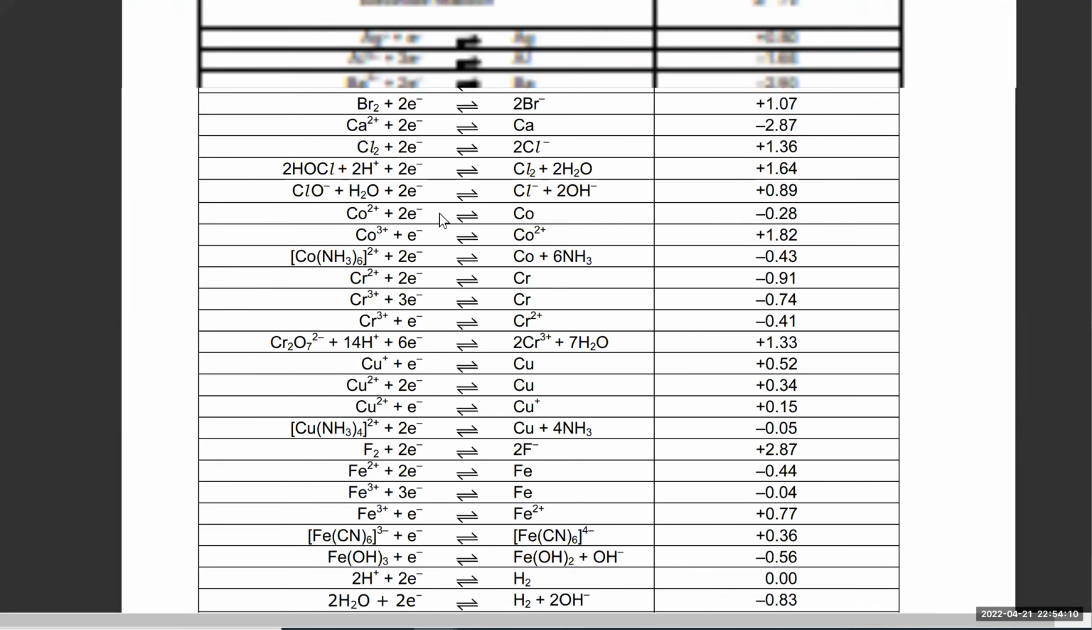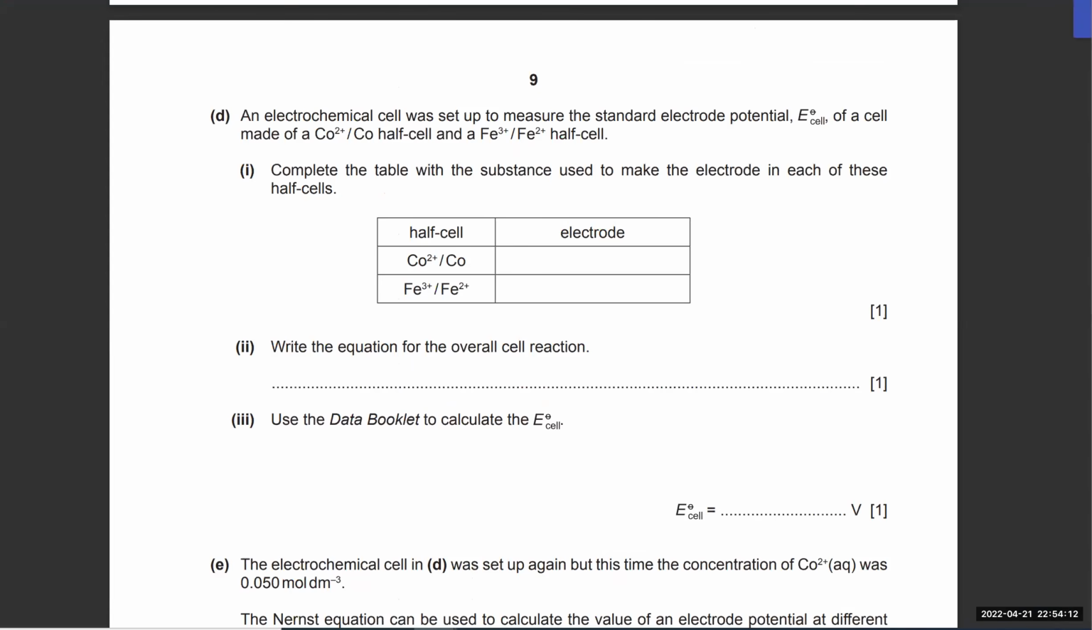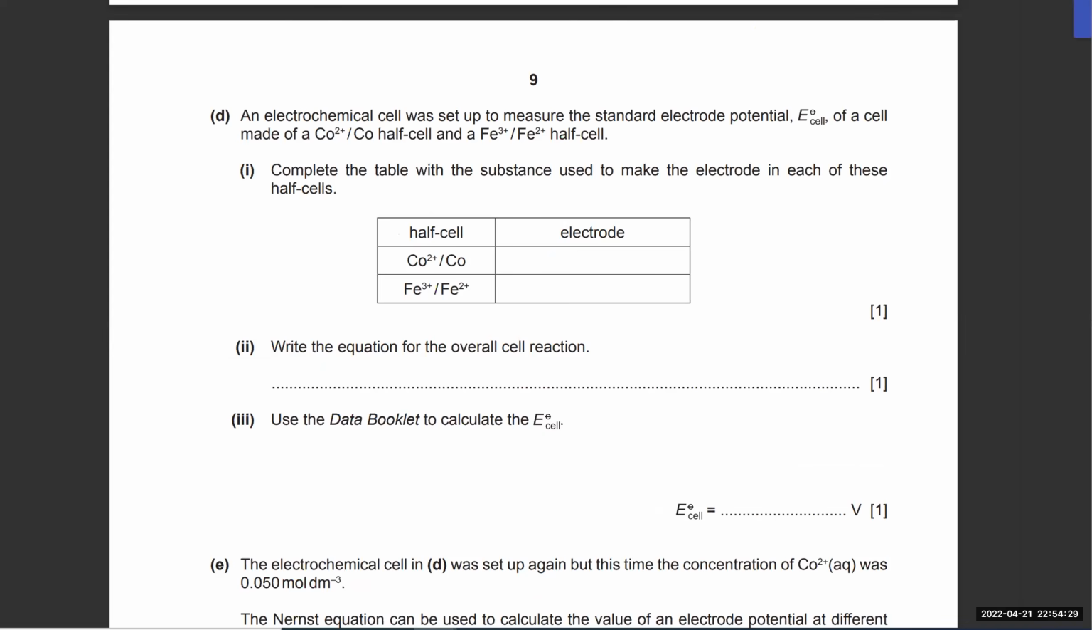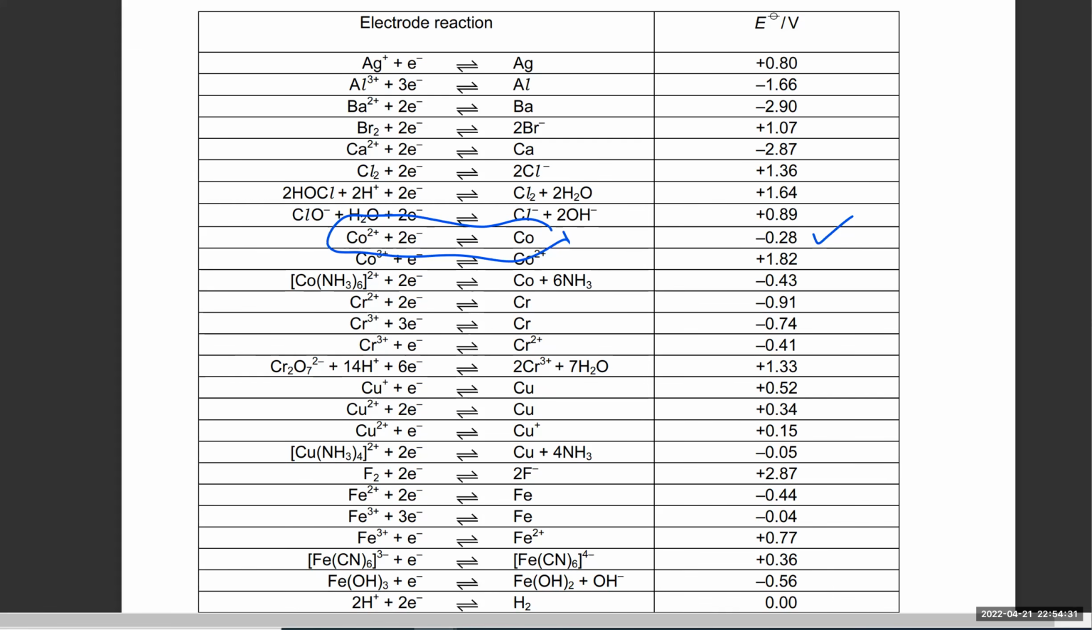So cobalt, I think it was, what was it? It was cobalt 2 plus and cobalt. It's this one. That's minus 0.28. The other one is Fe3 plus, Fe2 plus. That's 0.77. So higher potential gains electrons. So this is going to gain electrons. The other one is going to lose electrons. So that is what's going to happen.